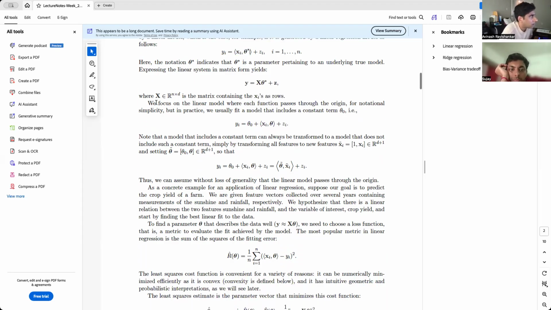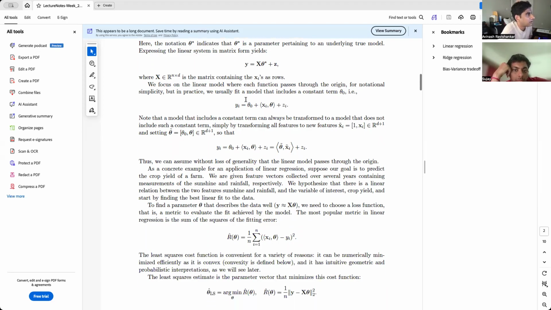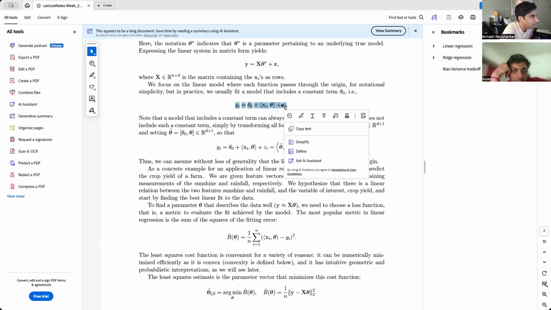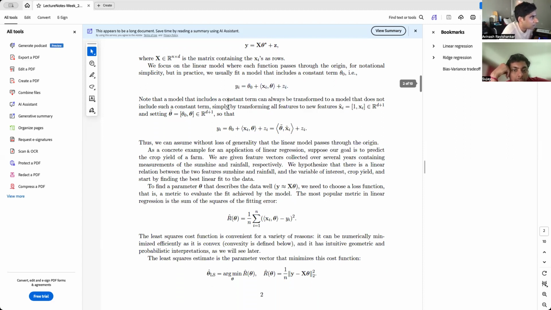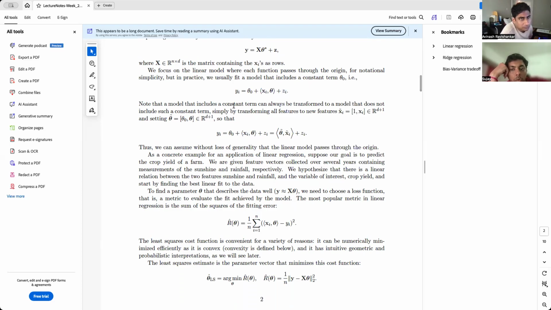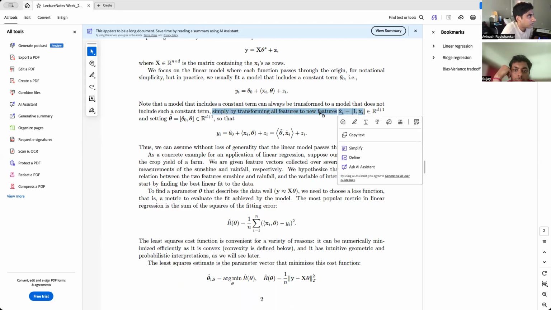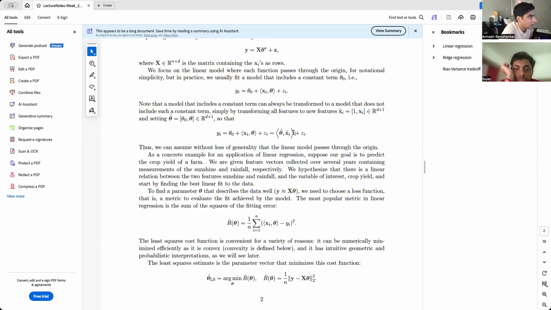We focus on the linear model where each function passes through the origin for notational simplicity, but in practice, we usually fit an affine version of the same thing, which is equivalent to adding a one vector in your data, in the regressor set. You'll have a starting point then. Features. What does this mean? It includes a constant term. That's the same thing: you can add the one to accommodate the constant.